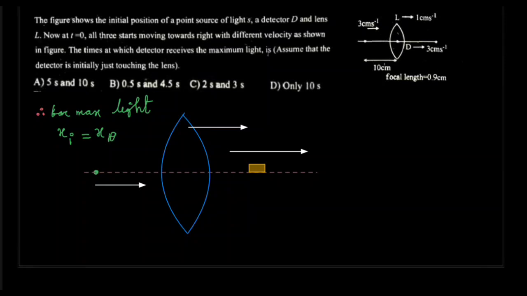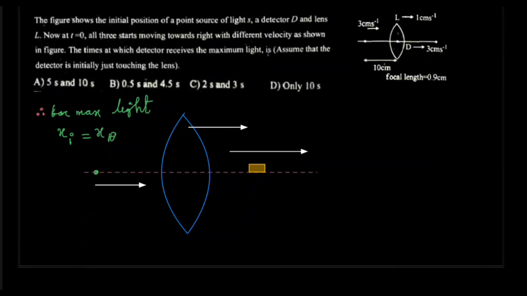Now what we have to do is find the positions after a certain time, the time at which we have to find the time. For example, if I keep this lens at rest, of course the lens is also moving, but if I find the position of this object with respect to the lens as well as the position of this detector with respect to the lens, the lens and the object are both moving in the same direction.